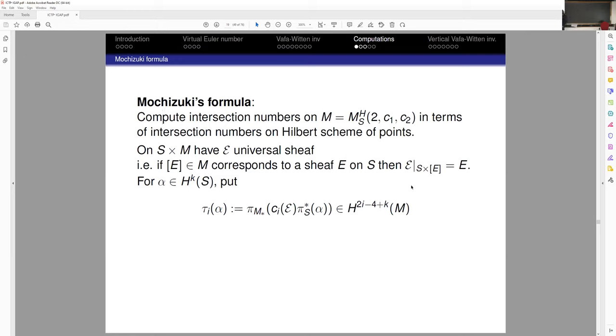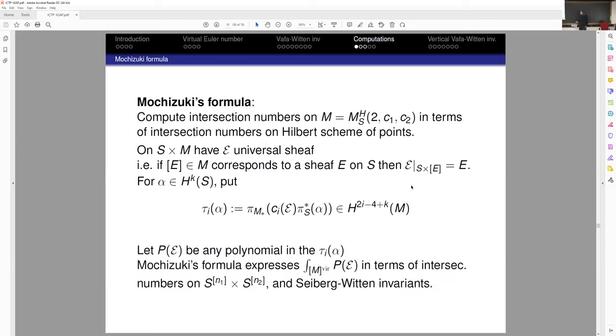So that means it's a sheaf on S times the moduli space, that if I restrict it to S times the point corresponding to a sheaf, it is that sheaf. And then we can use this universal sheaf to define many cohomology classes on the moduli space. We can take the Chern classes of this universal sheaf, multiply them by the pullback of any cohomology class on S, and push forward to the moduli space. And this I call tau I of alpha.